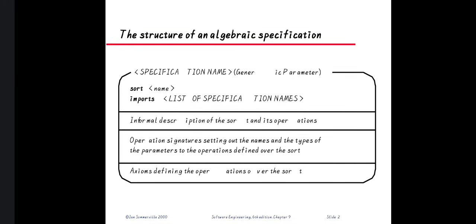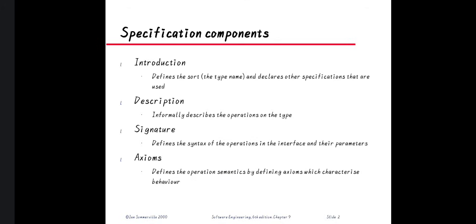Next one is structure of an algebraic specification. First one, specification name. Sort name, along with a list of specification names. Informal description of the sort and its operations. Operations signature setting out the names and the types of the parameters to the operations defined over the sort. Axioms define the operations over the sort.